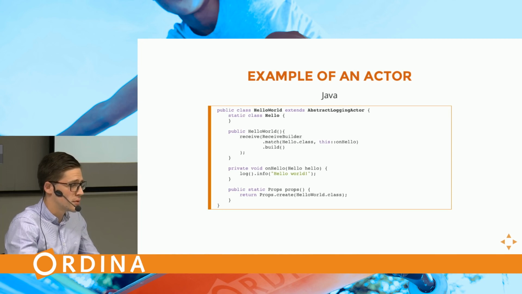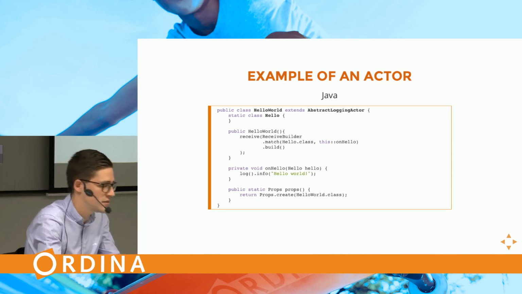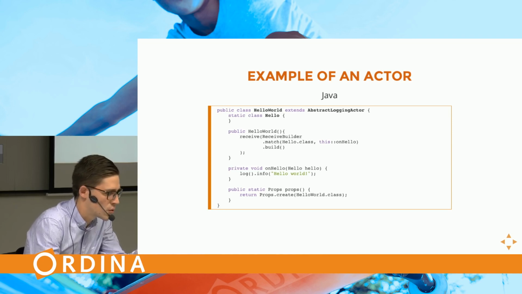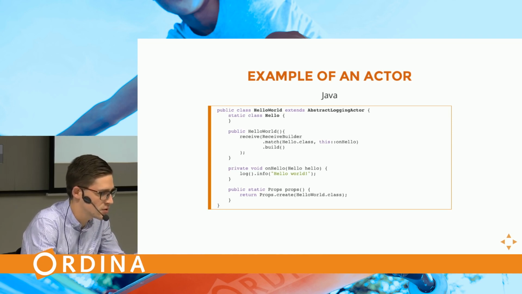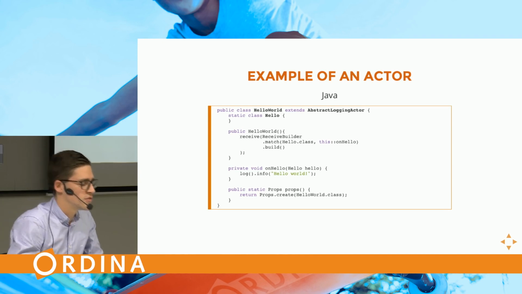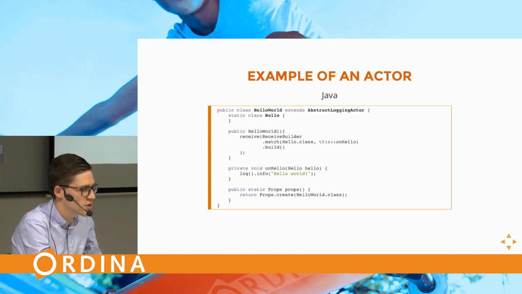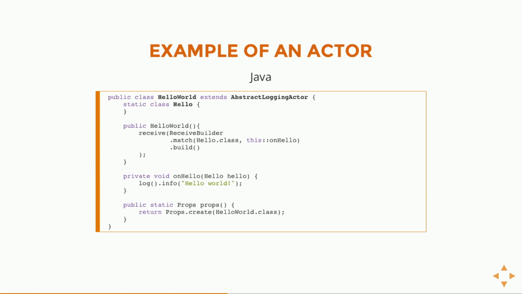This is a simple example of an actor. So what you see right here is we have a HelloWorld class that extends the AbstractLoggingActor class. And this is one of the actor abstract classes that we have available. And this one also offers us a utility method for logging statements. And we see right there, at the top you have a static class called Hello, and this is one of the messages. This is the definition of one of the messages that the HelloWorld actor will support.